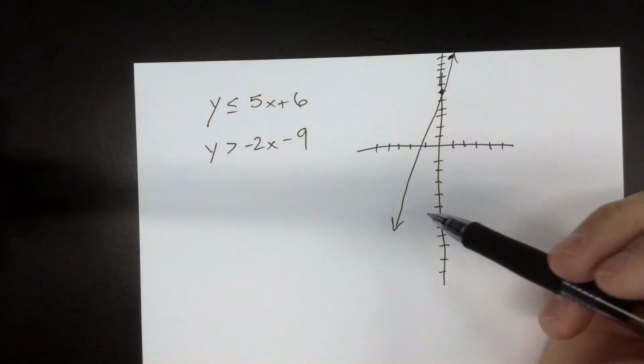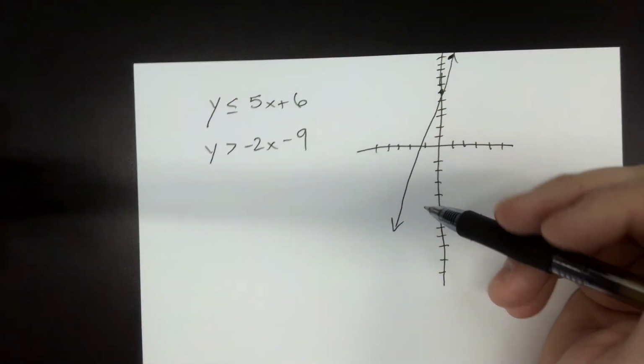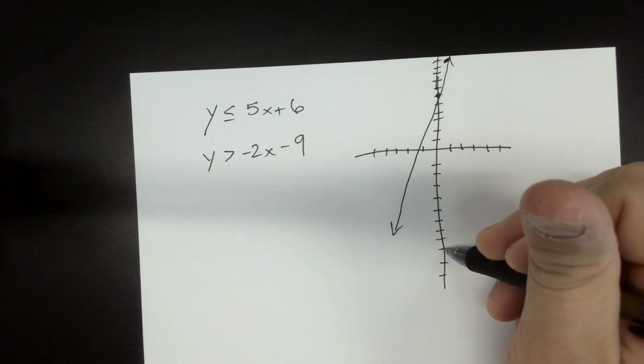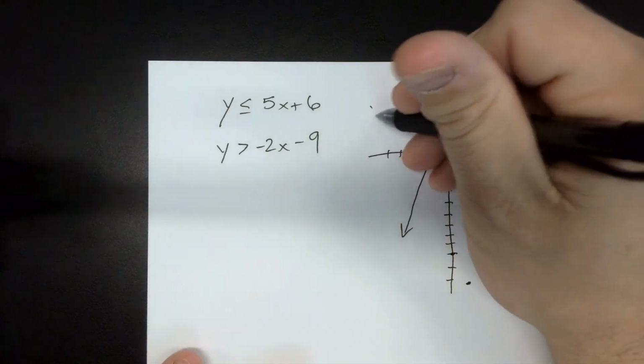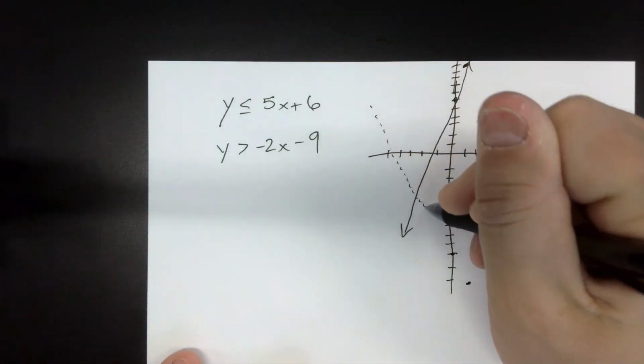How do we graph this one? Down 9, down 2 over 1. Solid or dotted? Dotted.